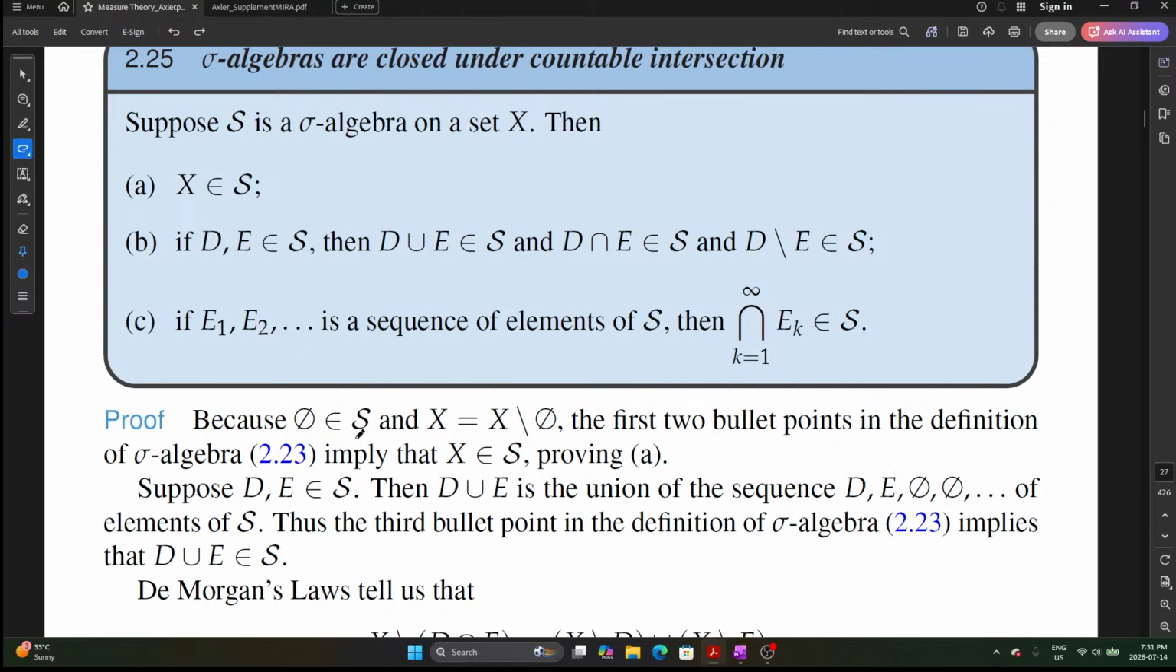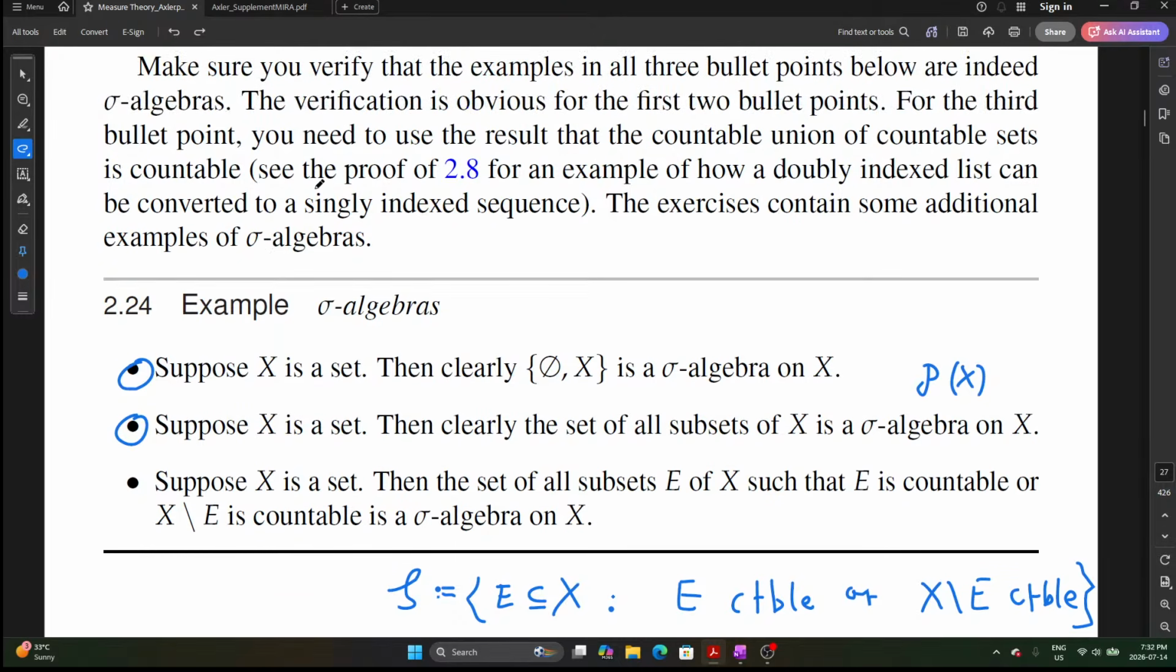X is in S. This is because the empty set is in S, and X is the complement of the empty set. From the first two bullet points of the definition of sigma algebra, this implies that X is in S, proving A. No issues at all. B: if D and E are in S, then the union of D and E is in S. So how do we do that? Of course, you need to use closure under countable union, basically the third bullet point.